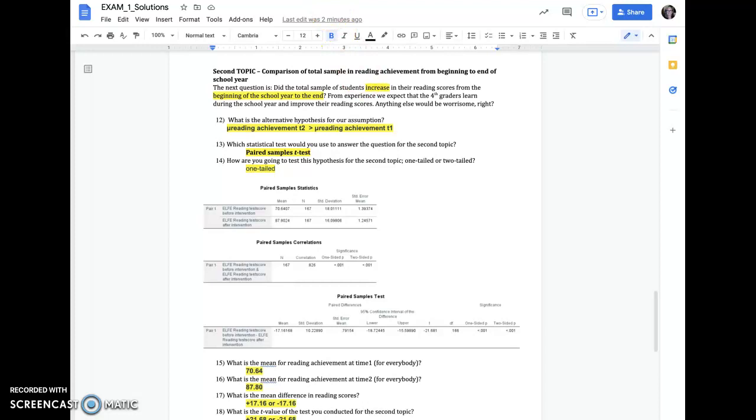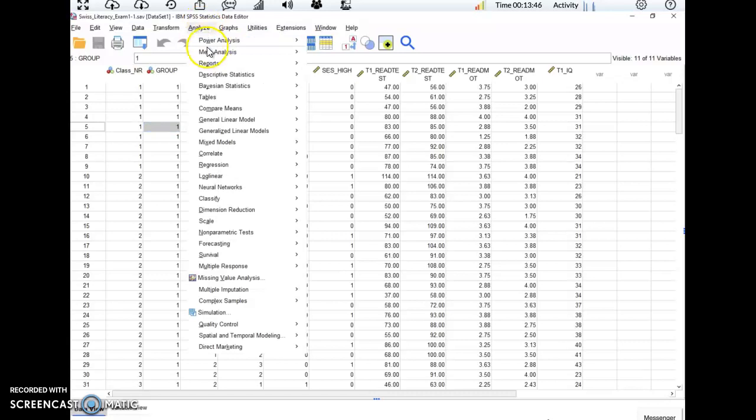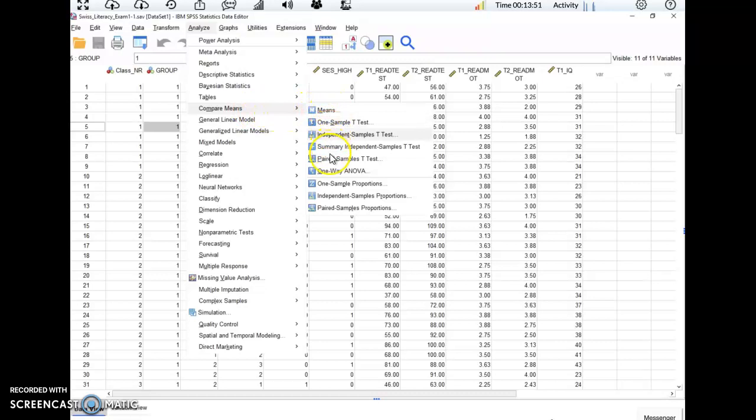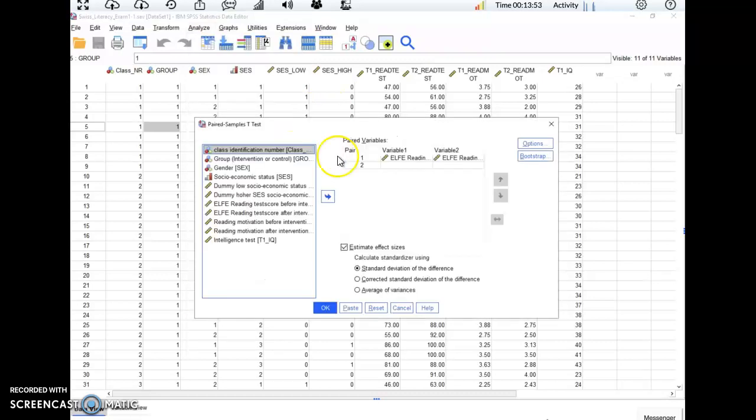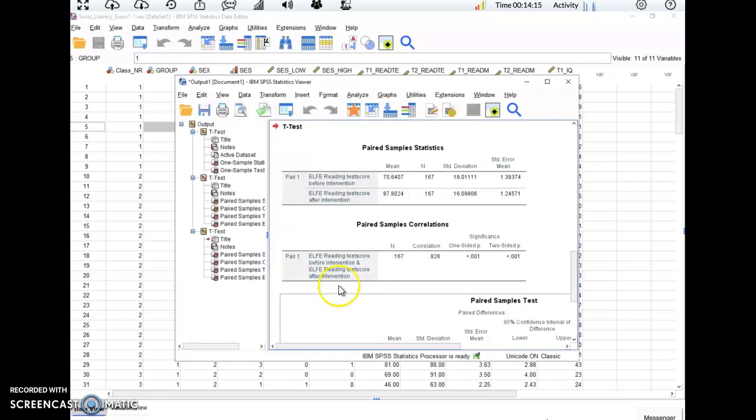So I'm going to now run that test in SPSS. I'm going to go to Analyze. I'm going to go to Compare Means, because that's what t-tests do. And I'm going to select the Paired Samples t-test. Now here, I already have it filled in, so we'll go back to the beginning. We're going to find the reading achievement test again, the ELFE. This is the before, and that's going to be our first variable. And we're going to compare it to the ELFE after. That's going to be our second variable. And then we're going to go ahead and run the test.